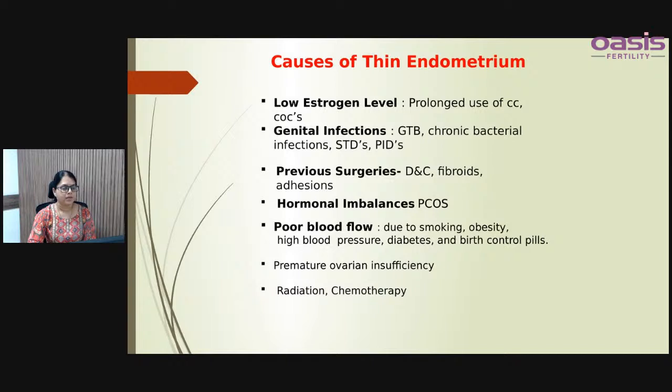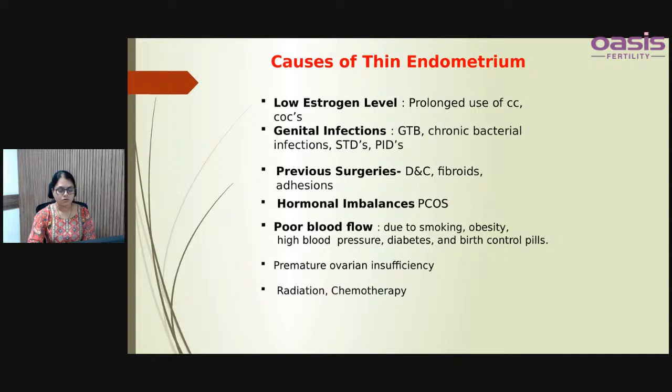Then hormonal imbalances, as in the case of PCOS cycles. Then poor blood flow, which is due to smoking, obesity, high blood pressure, diabetes, and again birth control pills. These all cause poor blood flow to the endometrium, which again causes thin endometrium. Then premature ovarian insufficiency, where again there will be a hormonal imbalance, that is, a decrease in the estrogen content in the body. Then patients undergoing radiation and chemotherapy.